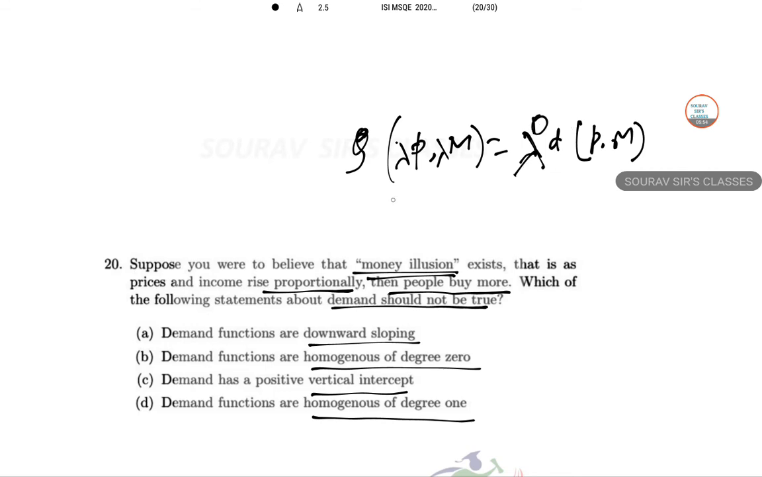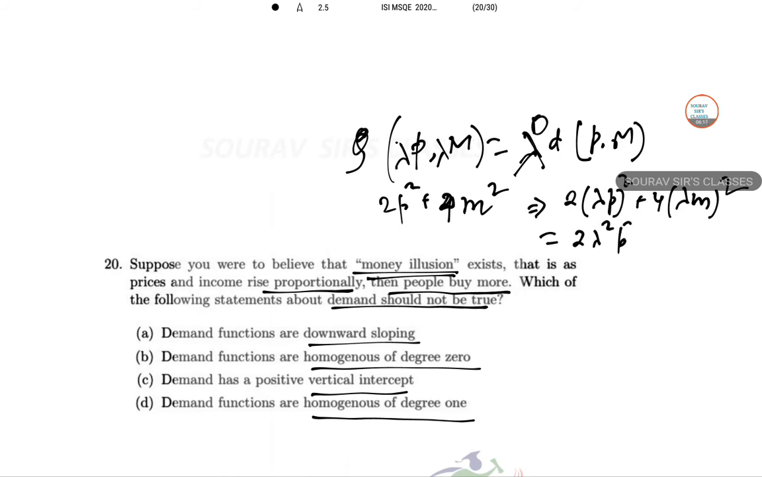If you want an illustration, take 2p squared plus 4m squared. Is this homogeneous? If I multiply by lambda, 2 into lambda p whole square, 4 into lambda m whole square, so this is 2 lambda square p square plus 4 lambda square m square. So it is lambda square times the original function of p and m. So it is homogeneous of degree 2.